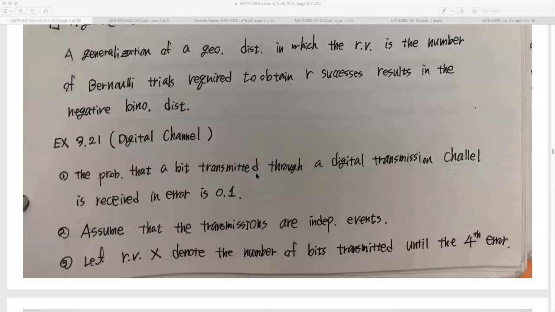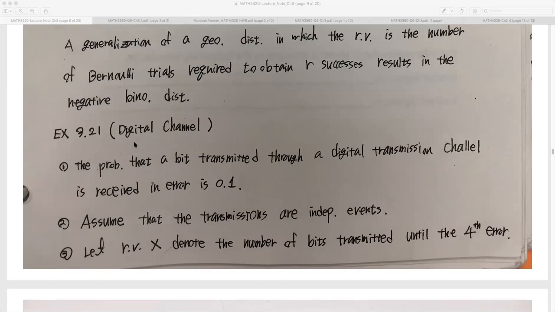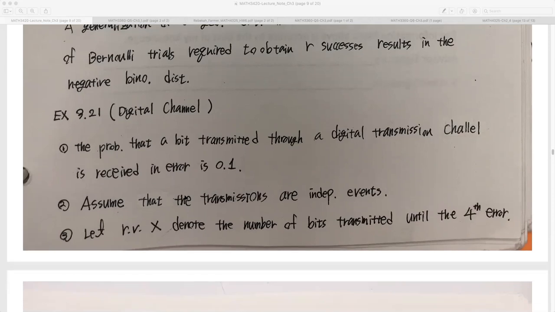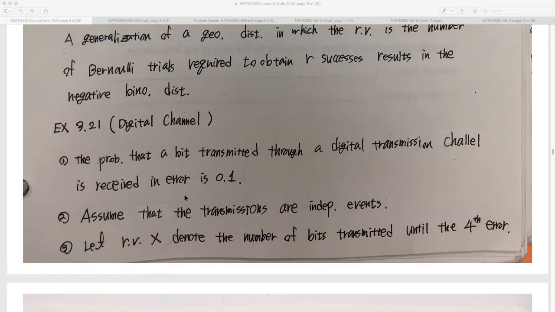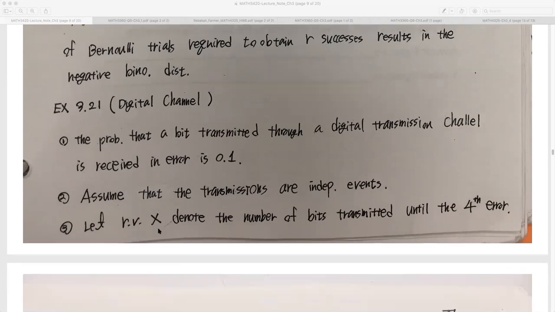So see example 3.21, the digital channel. I think you're really familiar with that problem, right? The probability that a bit transmitted through a digital transmission channel is received in error is 0.1. So we have two outcomes: okay or error, right? Transmitted correctly means okay, and not correctly means we got errors. Assume the transmissions are independent events, and let random variable x denote the number of bits transmitted until the fourth error.